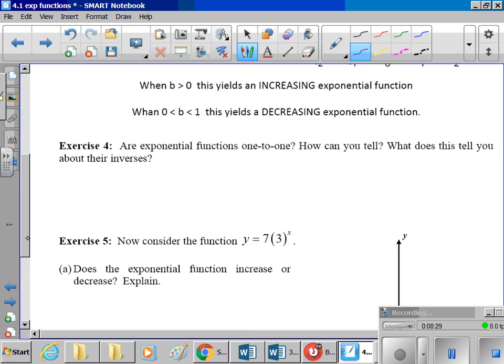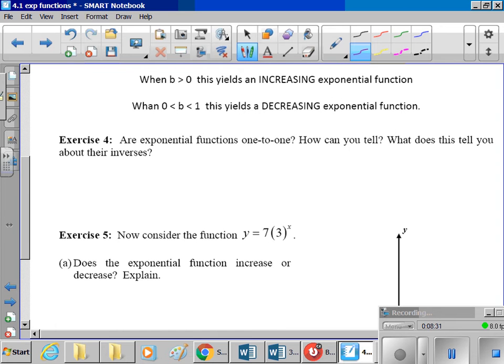So here we're going to talk again about the two different kinds of exponential function. So when b is more than 1, we have an increasing exponential function, which we call exponential growth. When b is between 0 and 1, we have a decreasing exponential function, which we call decay. For some application problems that we'll talk about. That's why we call it that.